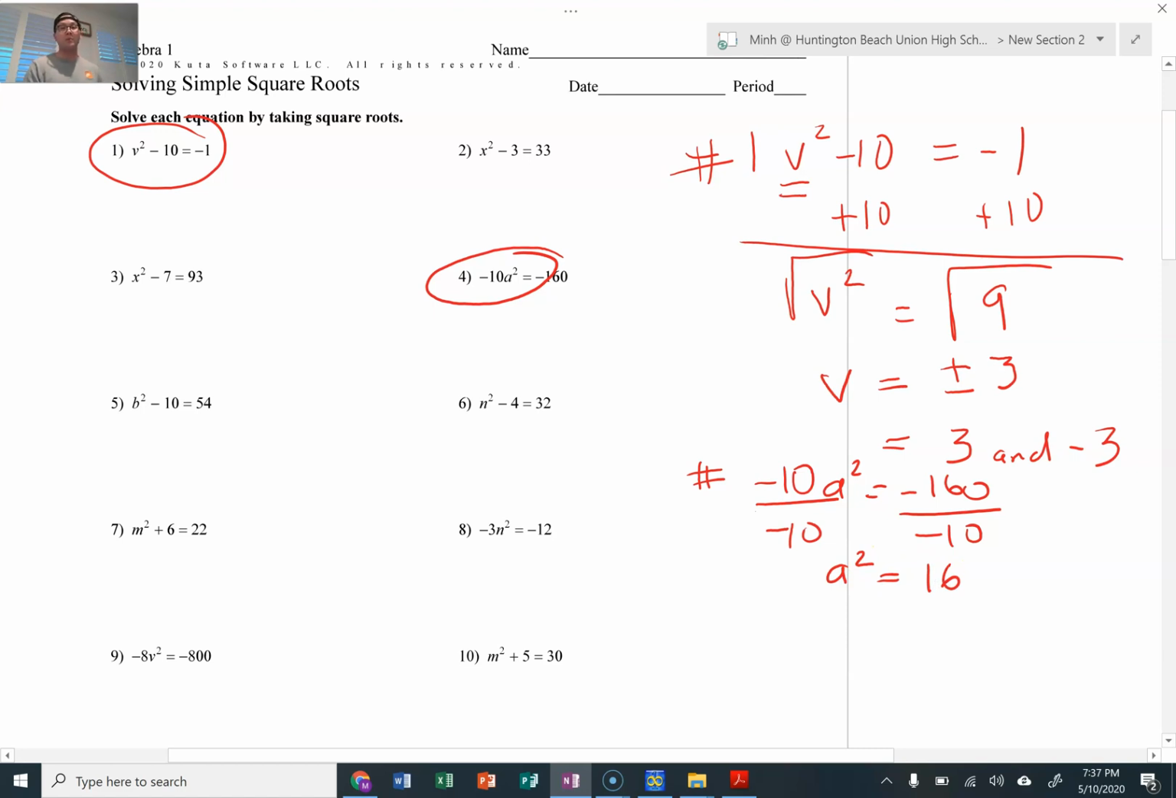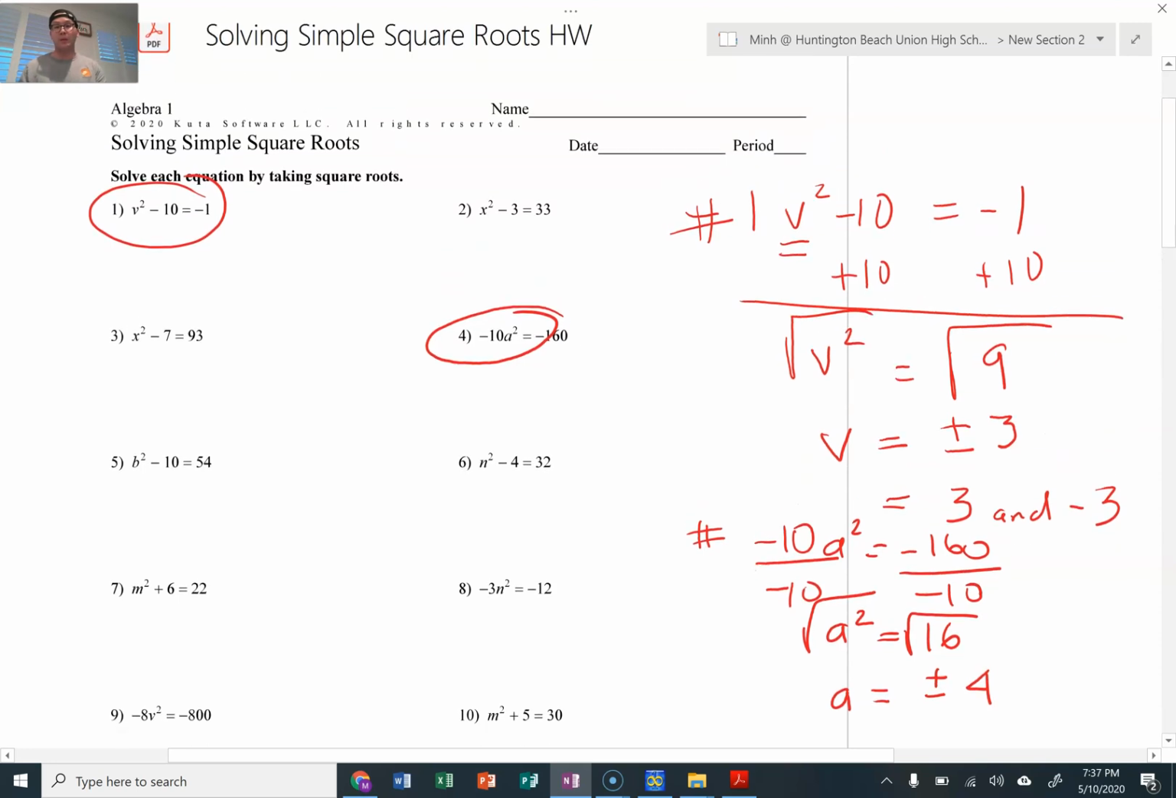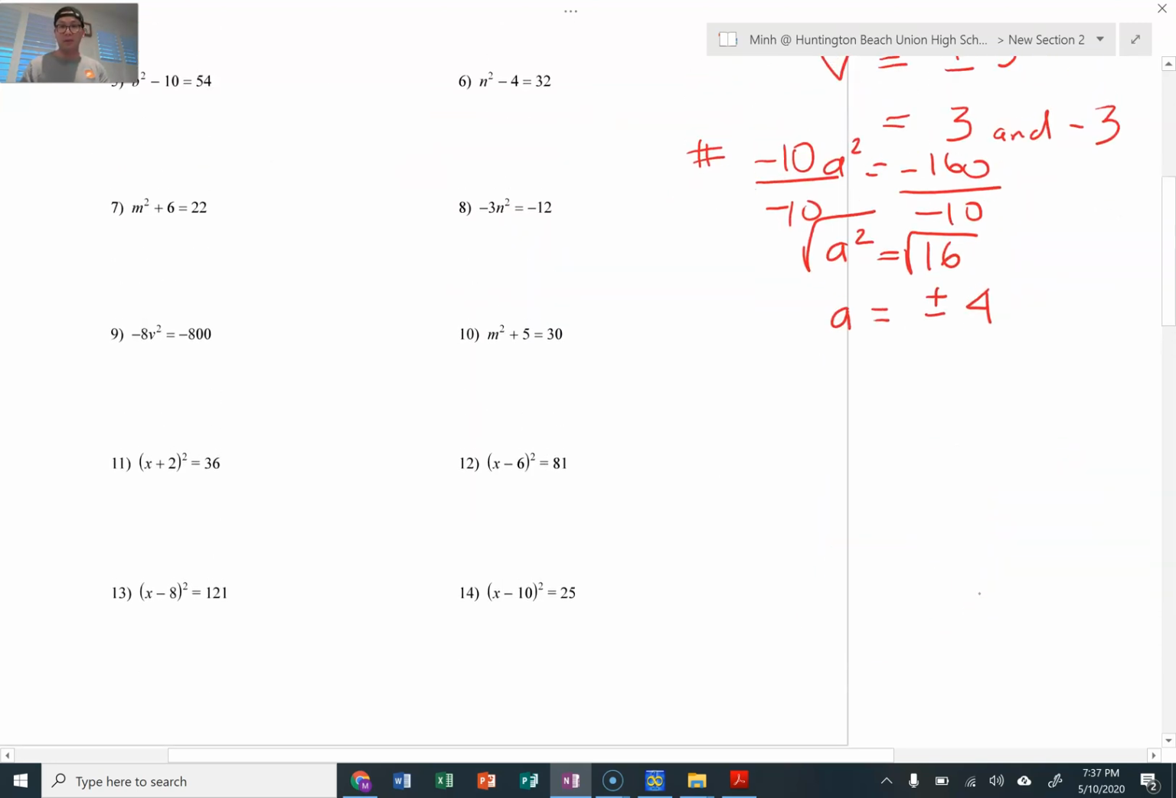And much like the previous problem, you want to get rid of that square, so you're going to square root both sides. So that's going to be a is equal to, and remember, you're going to have a positive and negative solution, so all you got to do is write plus minus, and then you write 4. So that's pretty much it for those two types of problems.